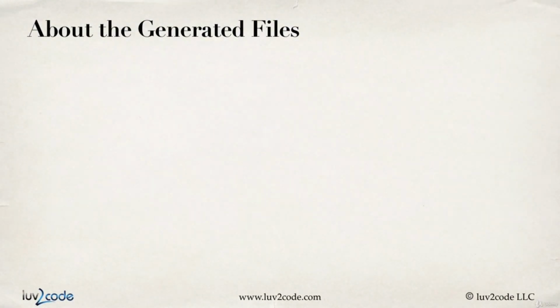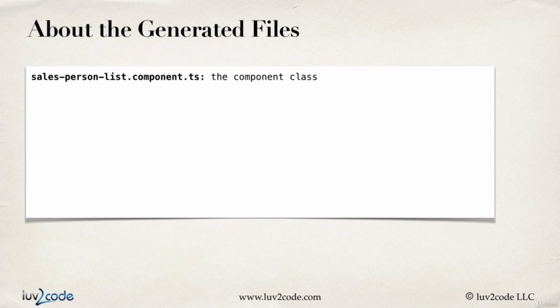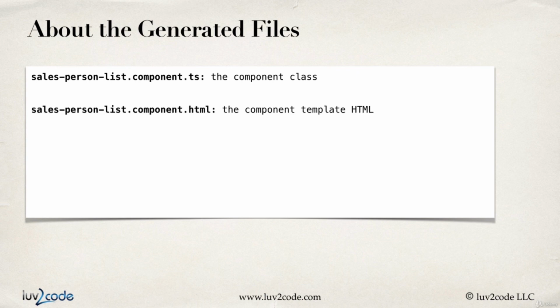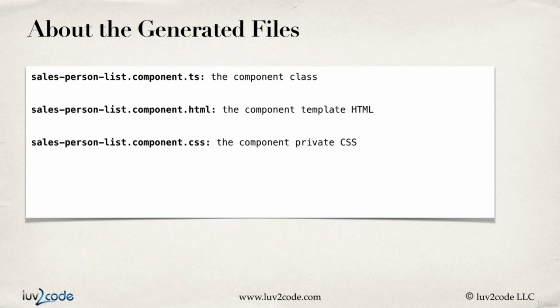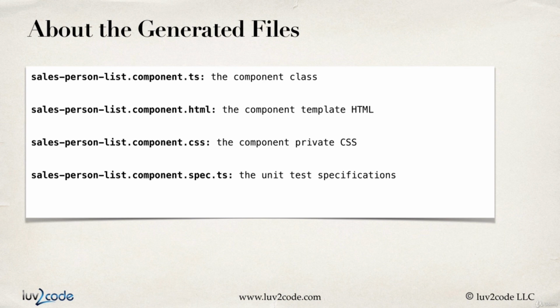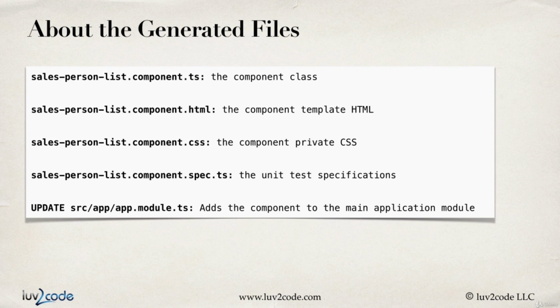Alrighty, so more information about those generated files. The salesperson list.component.ts is the actual component class, the TypeScript class. The .html is the component template HTML file. The .component.css is the component private CSS specific for this given component. And then a .spec.ts, that's the unit test specifications for this component. And then we saw the line about updating the app.module.ts. This is where it actually adds the component to the main application module.